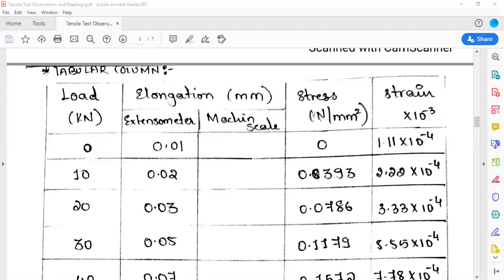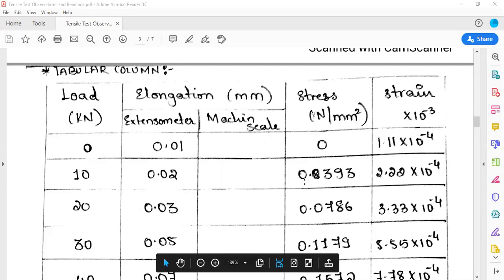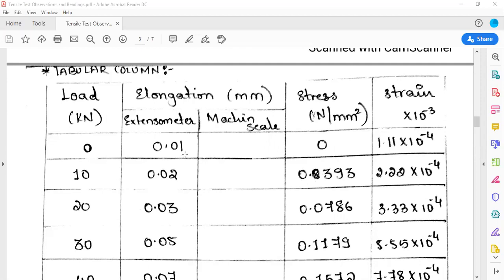Stress is load divided by cross sectional area. The unit of load is Newton and area is mm square. Therefore, the stress unit is Newton per mm square. In this case, first you need to calculate the stress. Otherwise, first I will take down the maximum load.